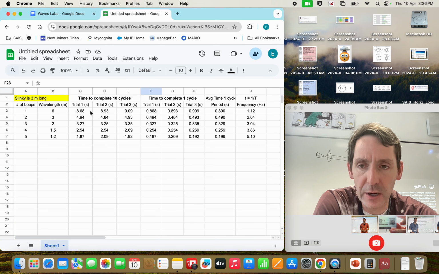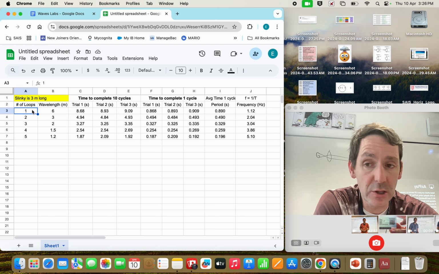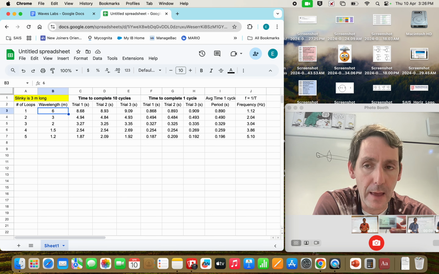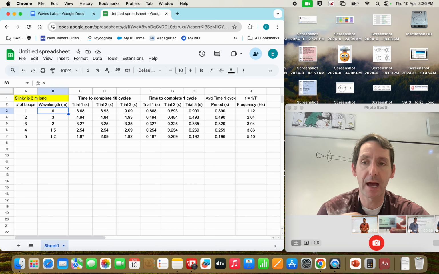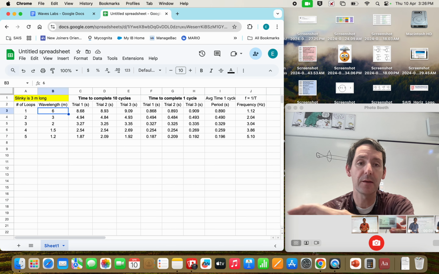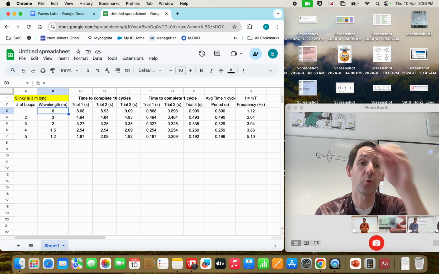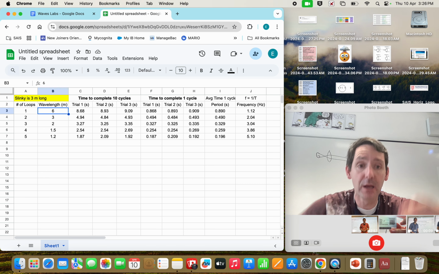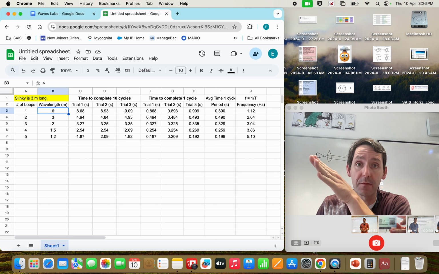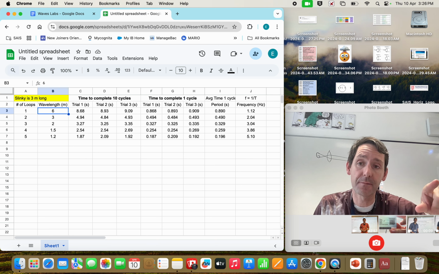So in my spreadsheet here, this is what you likely have: the number of loops that were there, and then the wavelength, right? When I only had one loop from one side of the Slinky to the other, that was half of a wave. It just did the crest part of the wave. Or when it flipped upside down, it was just doing the trough of the wave. So that was half of a wave, okay?